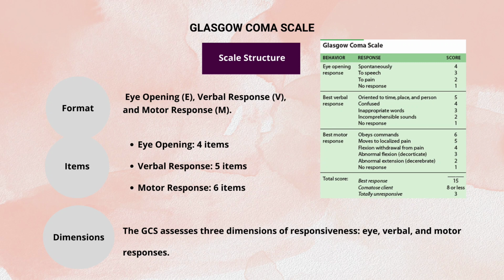Scale structure, format. The GCS is composed of 3 components. Eye-opening, 4 items: spontaneous, to sound, to pressure, none. Verbal response, 5 items: oriented, confused, inappropriate words, incomprehensible sounds, none. Motor response, 6 items: obeys commands, localizes pain, withdraws from pain, abnormal flexion, abnormal extension, none. Dimensions. The GCS assesses 3 dimensions of responsiveness: eye, verbal, and motor responses.